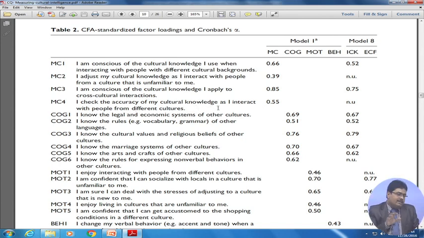So a high score on these four items indicates you are high on your metacognitive cultural quotient.